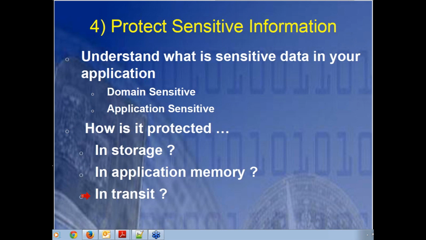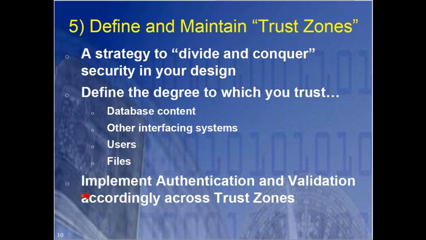How do we protect information in transit, meaning as it is communicated between components in the system, between systems? This would be where we use, again, encryption or secure socket layers or some other technology to make sure that sensitive information is not transmitted in clear text.